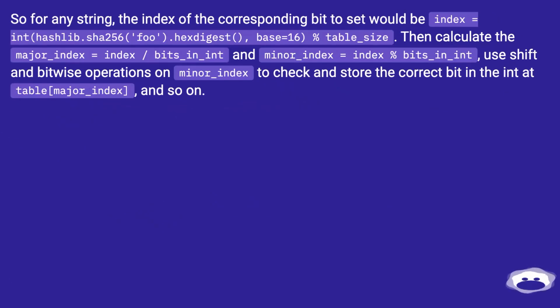So for any string, the index of the corresponding bit to set would be index = int(hashlib.sha256(foo).hexdigest(), base=16) % table_size. Then calculate major_index = index // bits_per_int and minor_index = index % bits_per_int. Use shift and bitwise operations on minor_index to check and store the correct bit in the int at table[major_index], and so on.